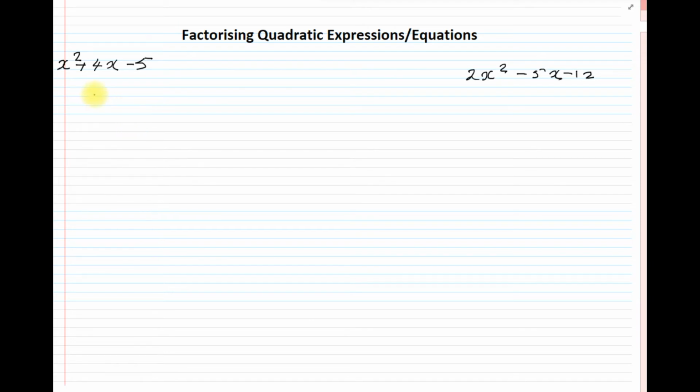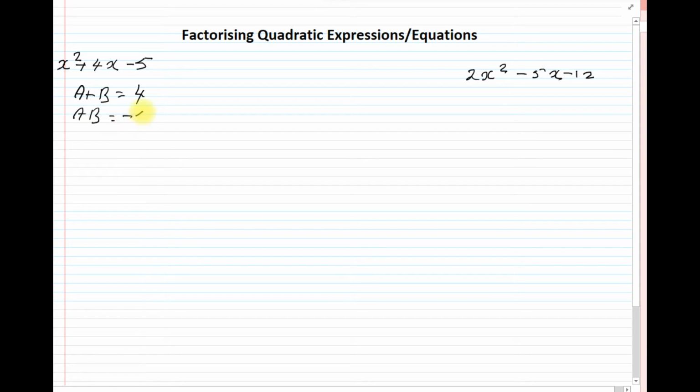Okay, now let's look at another example. I have x squared plus 4x minus 5. So I'm going to be looking for two numbers a and b, such that a plus b is equal to 4, and a times b is equal to minus 5. With a little bit of guesswork and trial and error, we can see that the two numbers 5 and -1 qualify, because 5 minus 1 is 4 and 5 times -1 is -5.